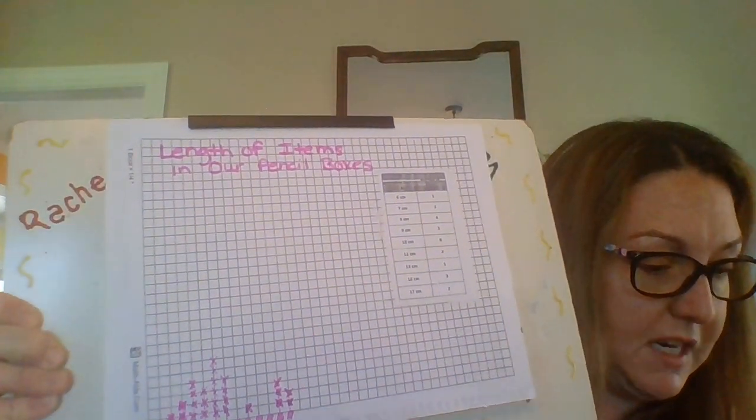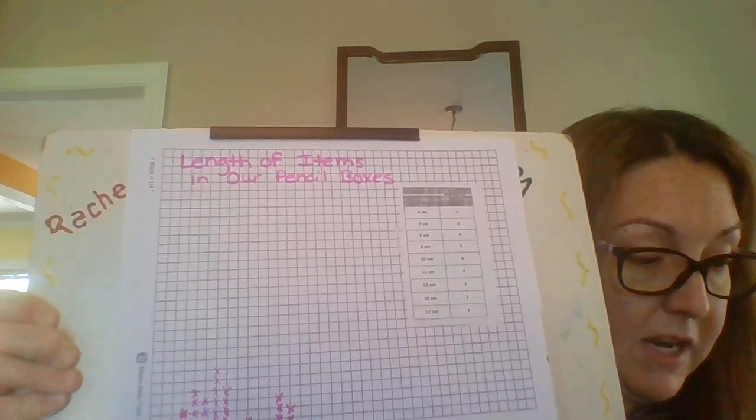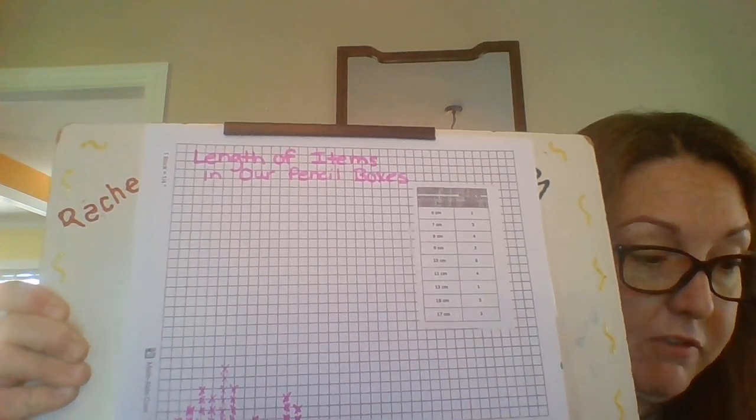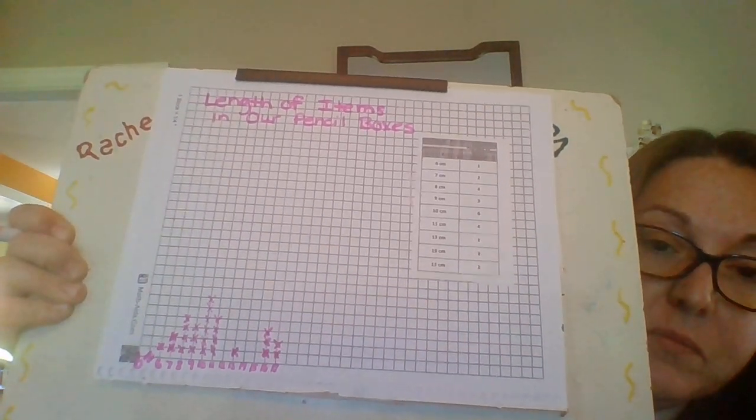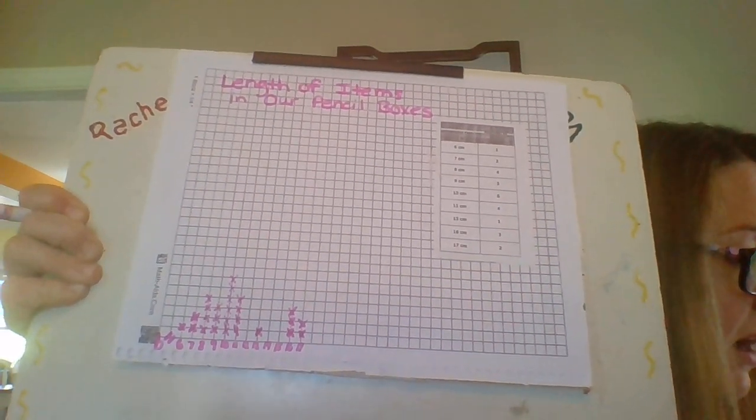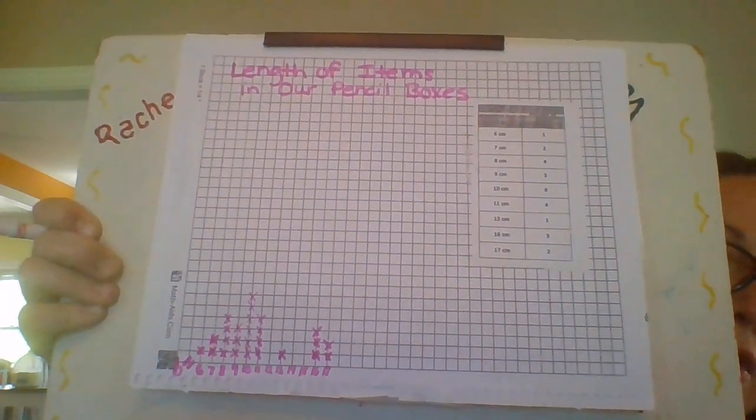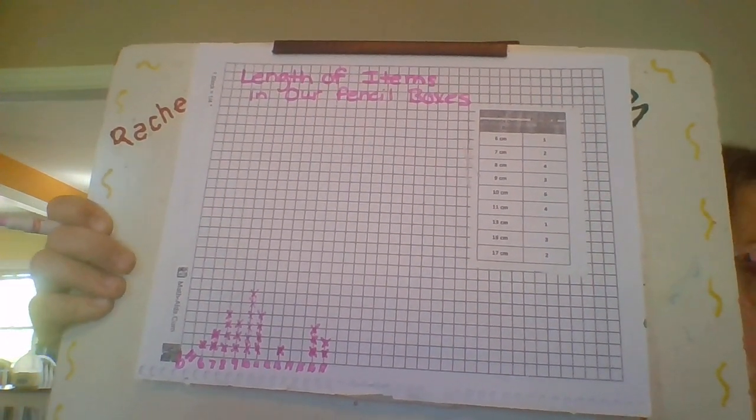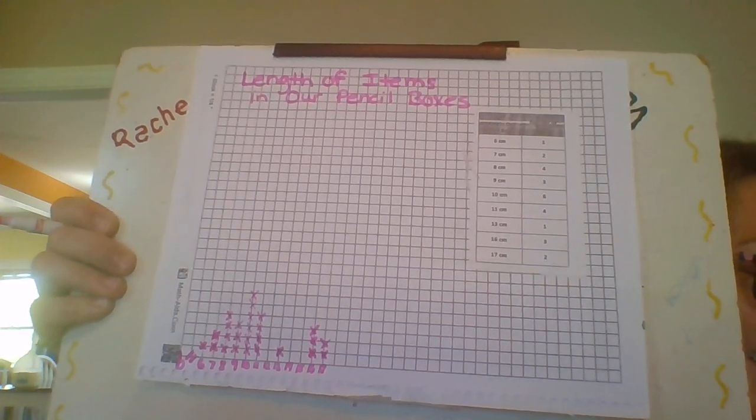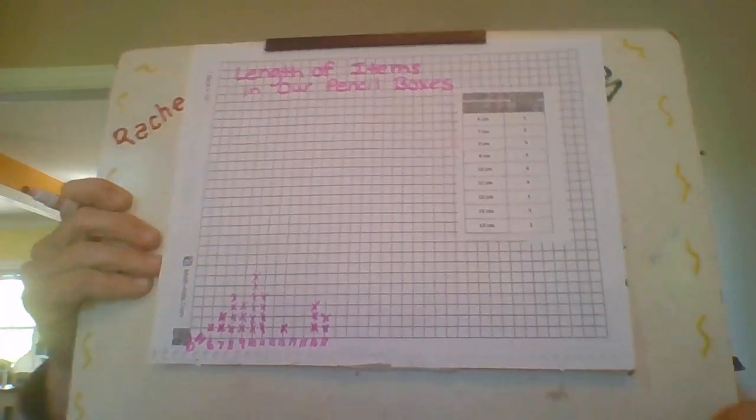So let me see what my book has as the questions that we're supposed to answer for this. Okay, what is the greatest length of pencils in the classroom? Can you answer that one? What length or what measurement occurred most often? Can you use the graph to answer that one? What is the difference between the smallest measurement and the greatest measurement?